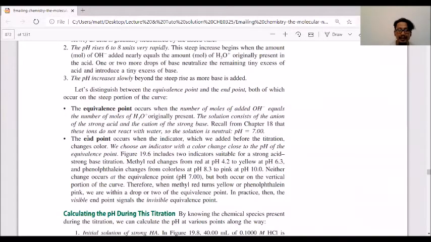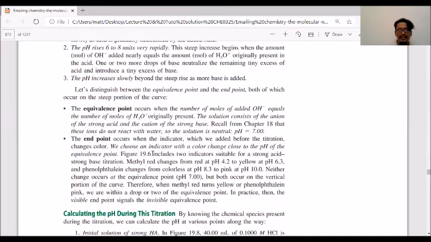Okay, then the endpoint. What about the endpoint? The endpoint occurs when the indicator which we added before the titration changes color. Sebelum titration kita tambah dulu indicator kan. Jangan tengah-tengah titration tu kita tambah indicator. That is wrong. So we add it before the titration. We choose an indicator with a color change close to the pH of the equivalence point.